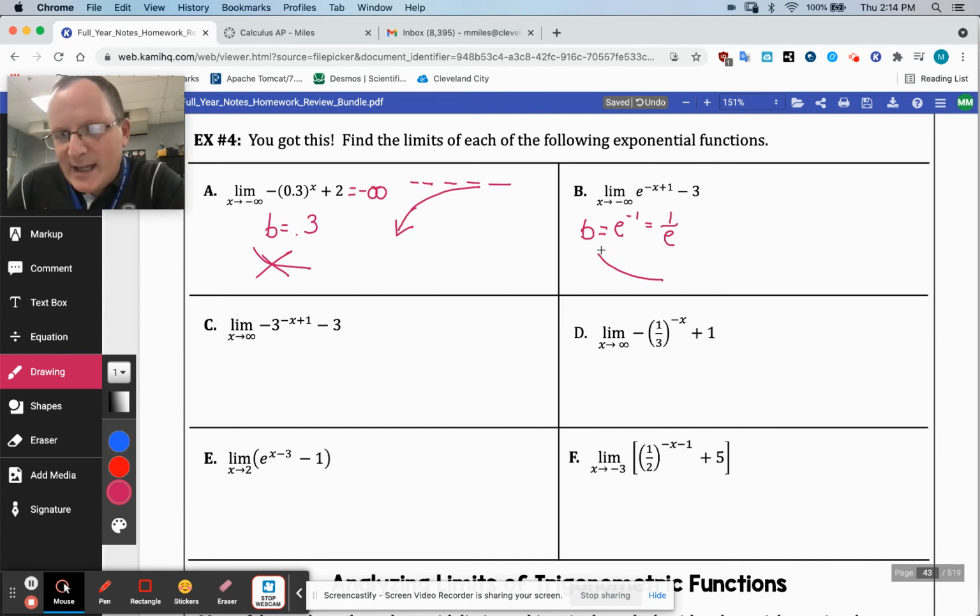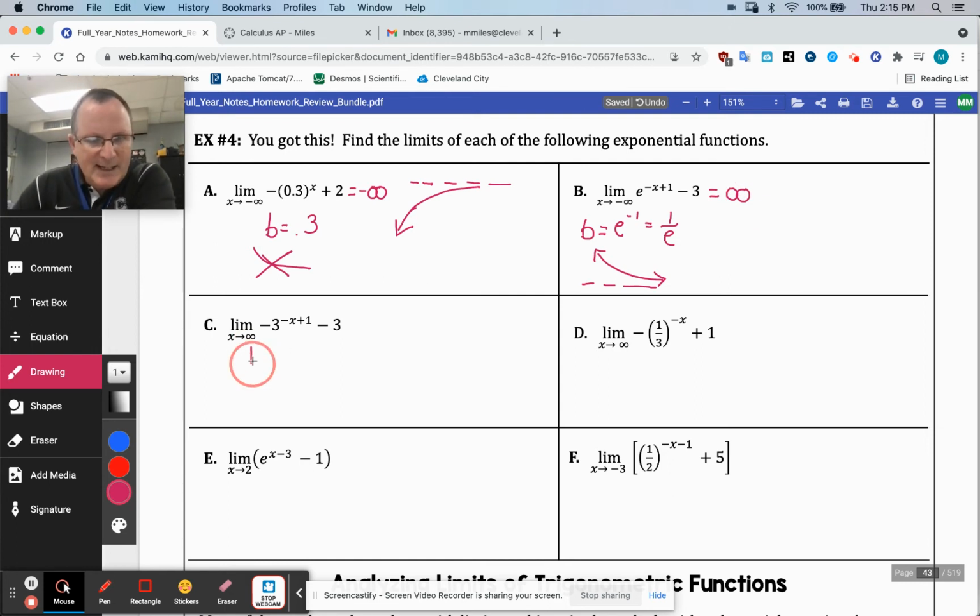And so now, once again, it's asking to approach negative infinity. So that's that part. If it said positive infinity, that would have been the horizontal asymptote at -3. But since it said negative infinity, this one is infinity. Okay, cool.